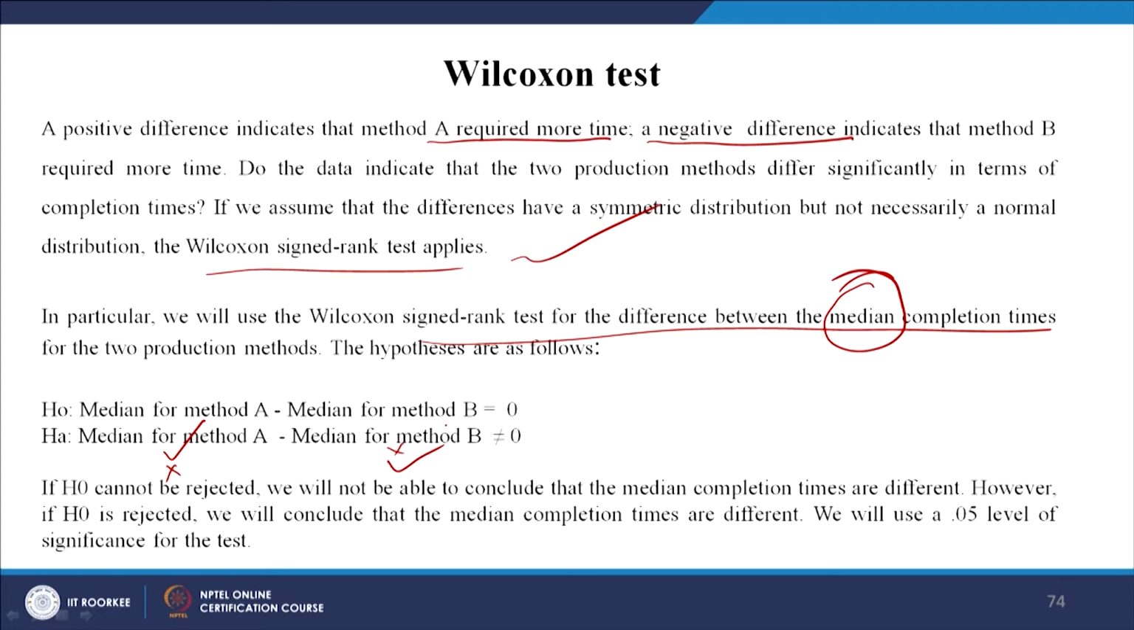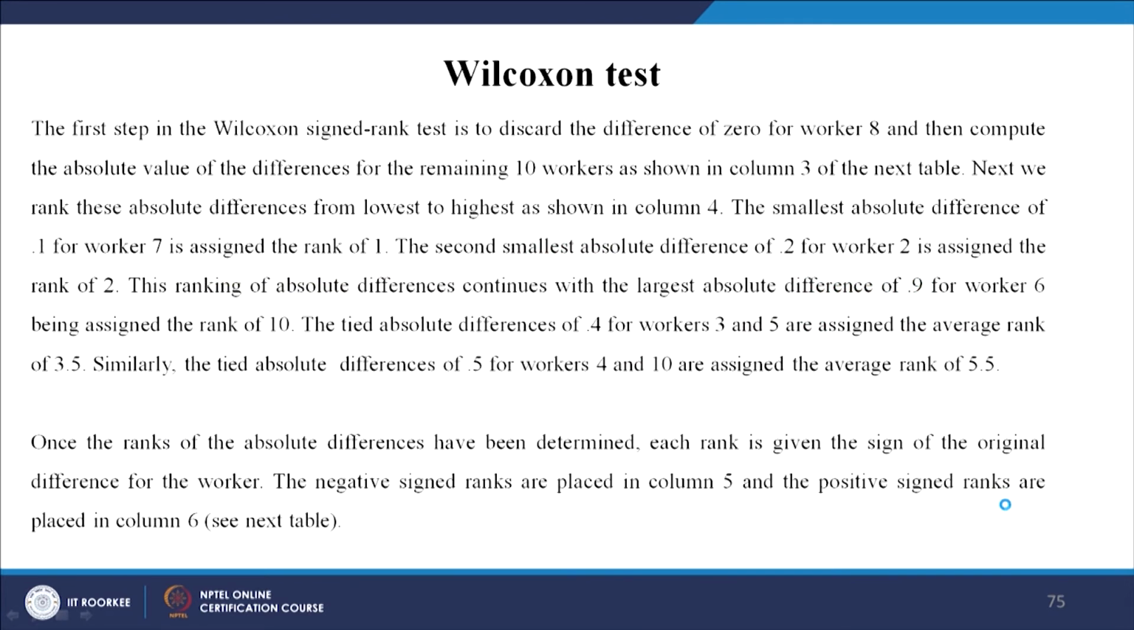If H0 cannot be rejected, we will not be able to conclude that the median completion times are different. Obviously, that is how the null hypothesis is to be understood. However, if H0 is rejected, we will conclude that the median completion times are different, and this is what is of interest to the researcher. The level of significance used is 0.05.